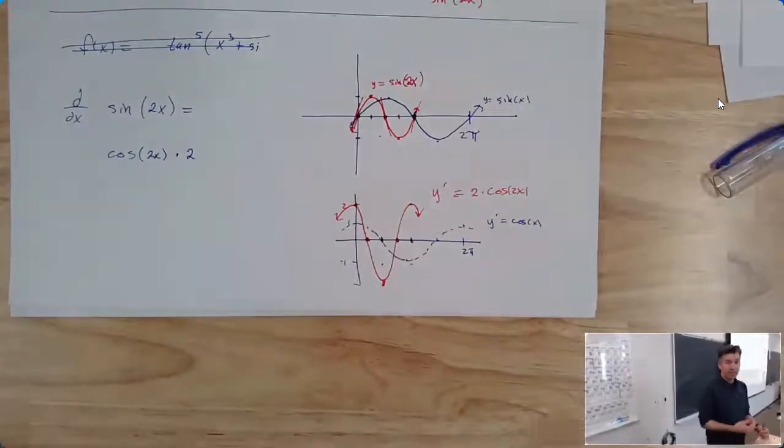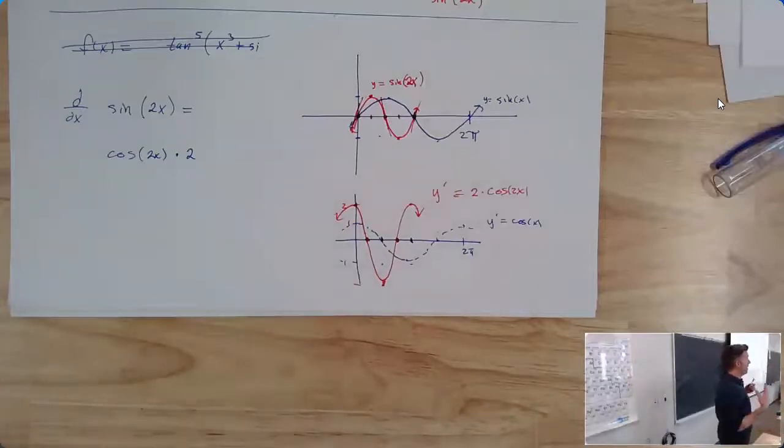So the idea here is that the chain rule doesn't just work for some function raised to the nth power. It really works for any function of a function. And so when I think about the chain rule, what I really think about doing is taking the derivative of the outer function, leaving the inside alone, and then multiplying at the end on the outside by the derivative of the inside.